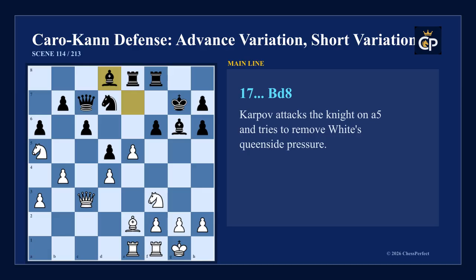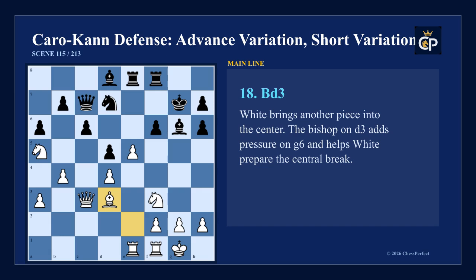Bishop d8. Karpov attacks the knight on a5 and tries to remove White's queenside pressure. Bishop d3. White brings another piece into the center. The bishop on d3 adds pressure on g6 and helps White prepare the central break.